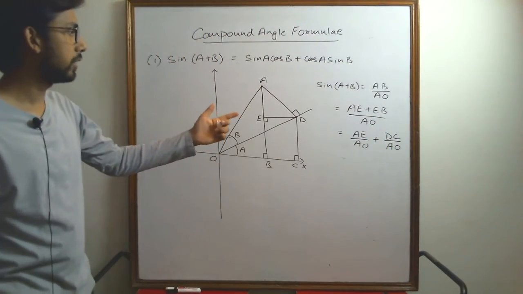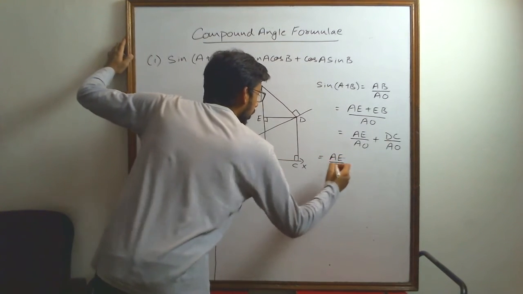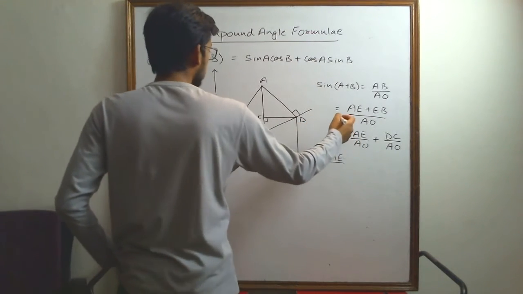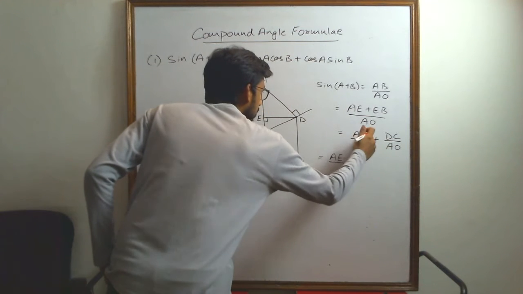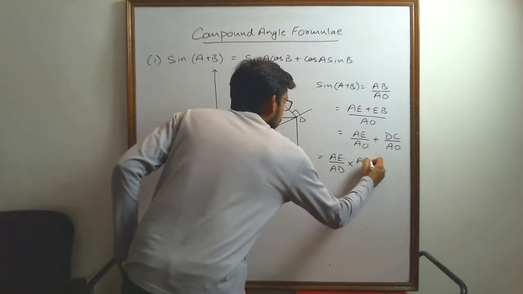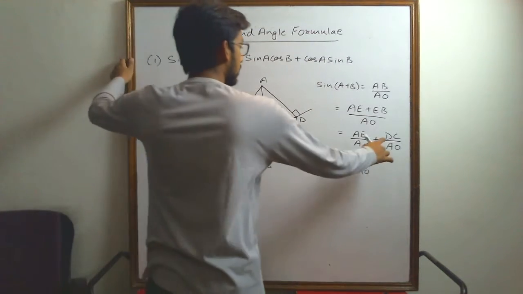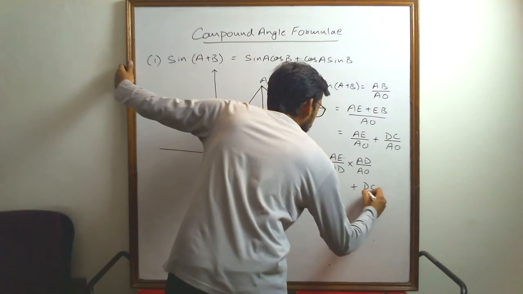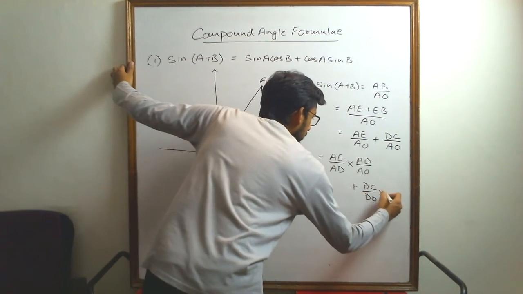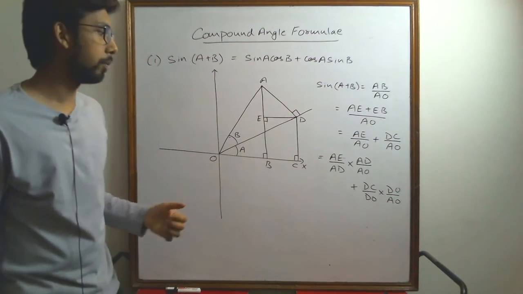Alright, now after this point, an important manipulation. AE upon, in this first term we will multiply by AD. We will multiply the numerator and the denominator by AD. So denominator I am writing here as AD into AD upon AO like this. In the second term, DC upon, we will multiply by DO in the numerator and the denominator. So we can write this as this, DC upon DO into DO upon AO.